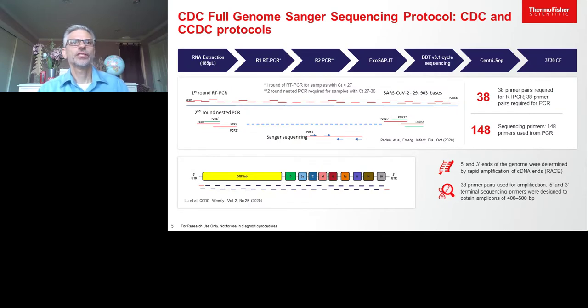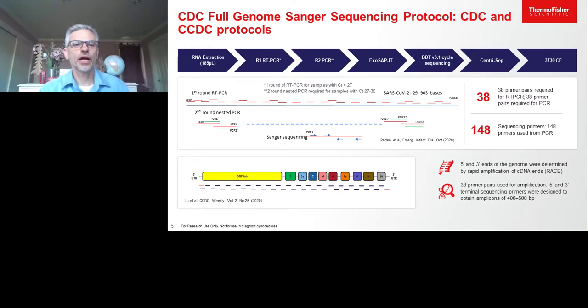So the first genome Sanger sequencing protocol was published by CDC back in March, shortly after the first sequence of the virus was published. The workflow is shown in the top of this slide. It begins with RNA extraction and then an RT-PCR. In the case of samples that have a low viral load, typically PCR CT values of 27 and above would require this second PCR step.